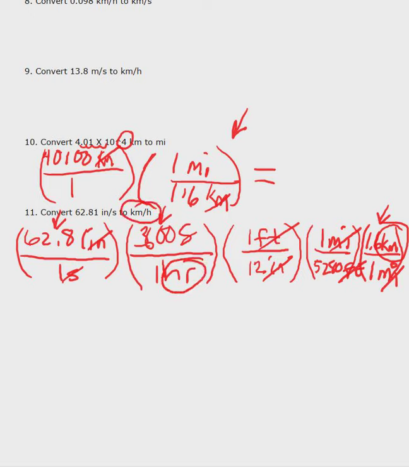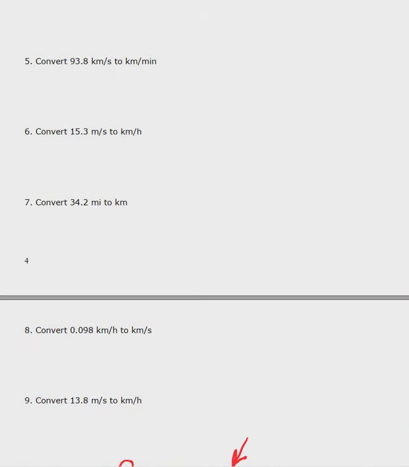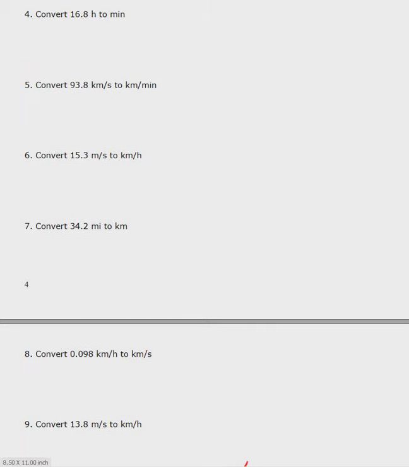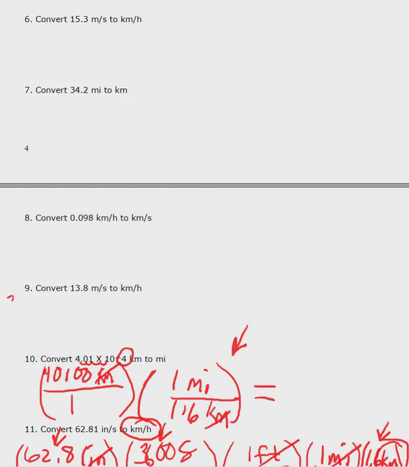I'll let you folks do the math. You have 7 others to convert. So this is going to require 3 sets of parentheses. So you're going to need 2 conversion factors, one for the seconds to hours and one for the meters to kilometers. This one is only going to need 2.